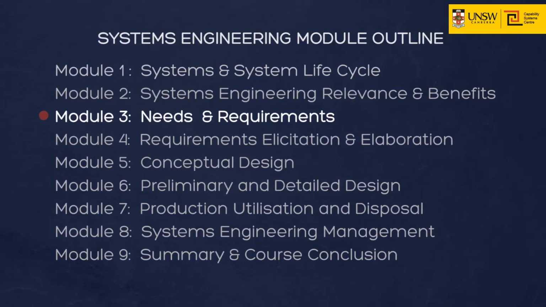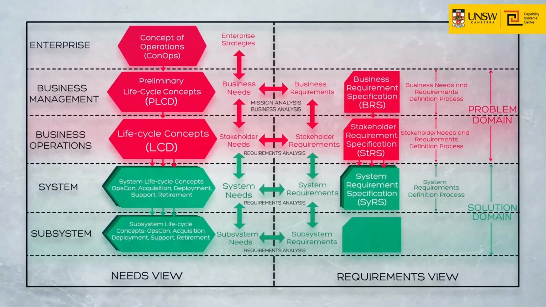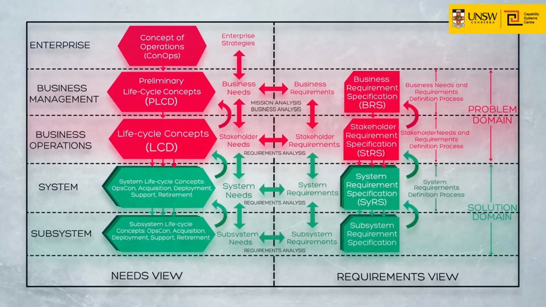Before we begin to look at the various systems engineering activities in more detail in forthcoming modules, in this module we look at what we mean when we refer to the needs and to the requirements for a system. We examine what we call the needs and requirements views that are developed by business management, business operations and systems designers. We'll also consider how we might go about developing a set of requirements. We call that process requirements engineering.